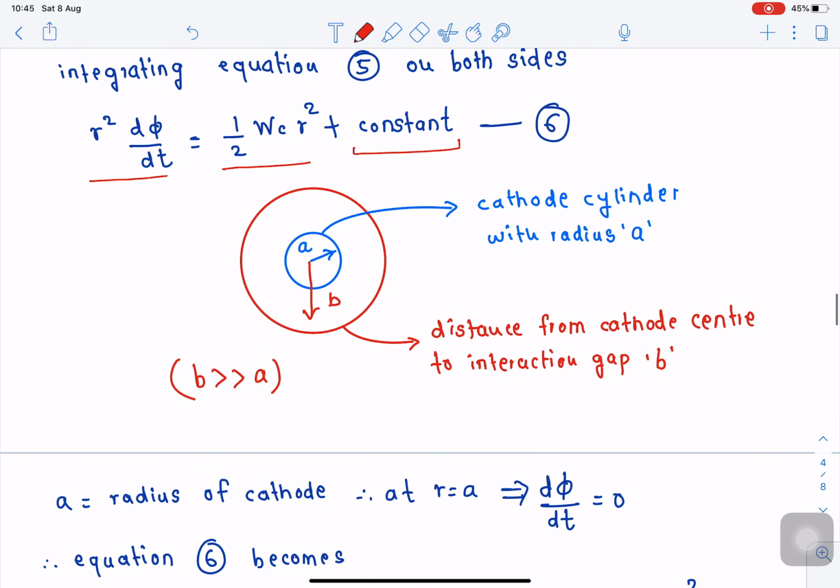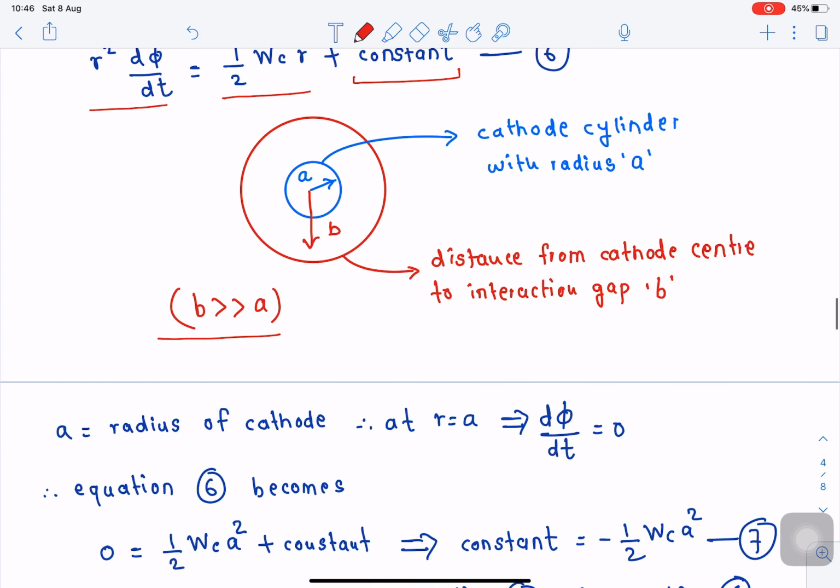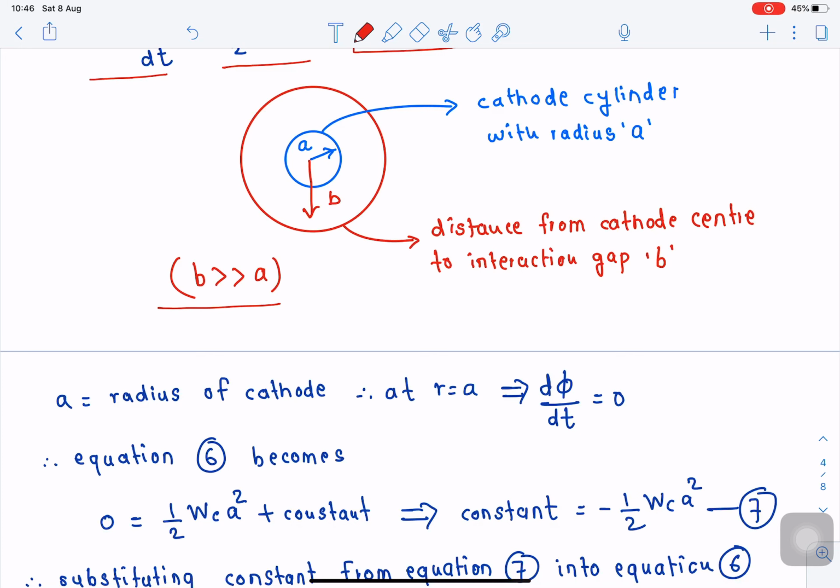Now here the geometry of the cathode and anode is shown. The blue color circle indicates the cathode whose radius is small a, while the red color circle indicates the split anode whose radius is b. The relationship between the radius of the cathode and the radius of the anode is such that the radius of the anode is greater than the radius of the cathode. So the radius of the cathode is denoted by small a.